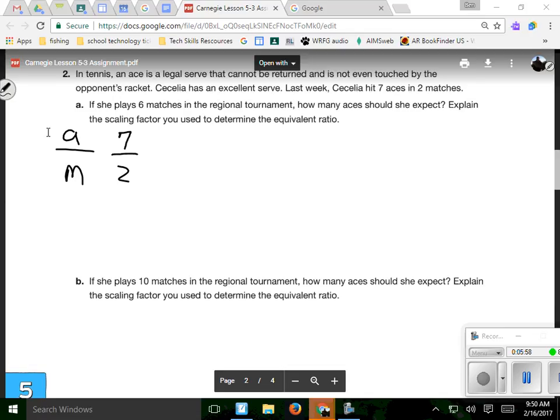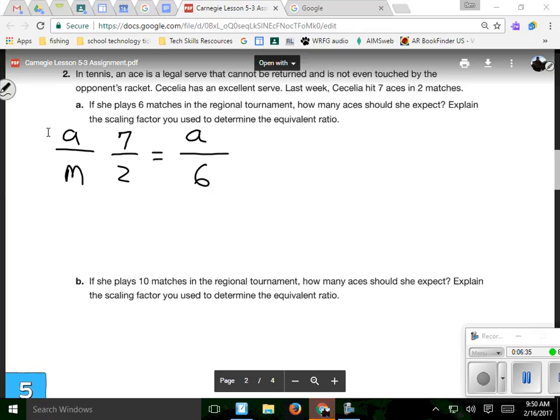So we've got this ratio, 7 over 2, and then it gives us a different number of matches. Where does that number go? Top or bottom? The number of matches? I got matches on the bottom, don't I? So we want to have 6 here. And how many aces is she going to expect? Well, I don't know. That's what we have to figure out.